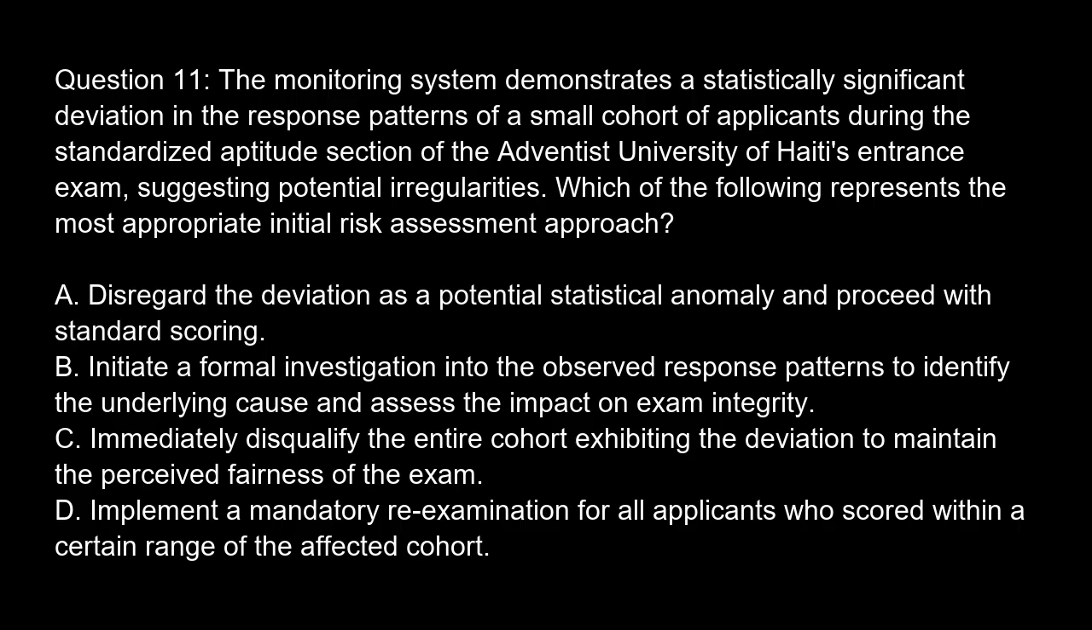Option A. Disregard the deviation as a potential statistical anomaly and proceed with standard scoring. Option B. Initiate a formal investigation into the observed response patterns to identify the underlying cause and assess the impact on exam integrity. Option C. Immediately disqualify the entire cohort exhibiting the deviation to maintain the perceived fairness of the exam. Option D. Implement a mandatory re-examination for all applicants who scored within a certain range of the affected cohort.